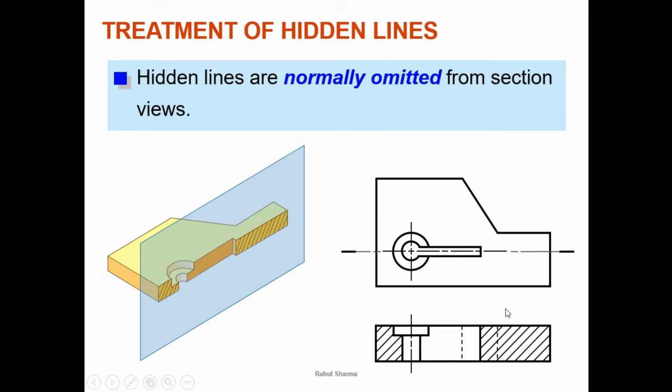So what do we do? We omit that. It is not required. We assume that when we have done the hatching, when we have done the sectioning, all the internal shapes are clear, so we avoid the hidden lines in the sectioned object.